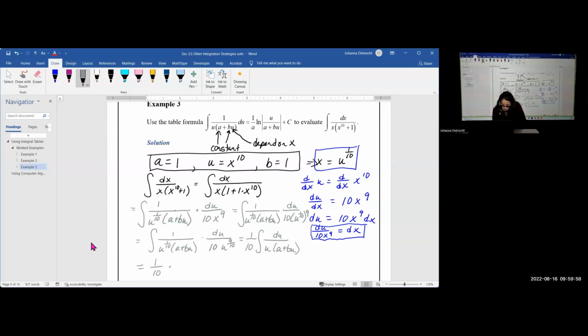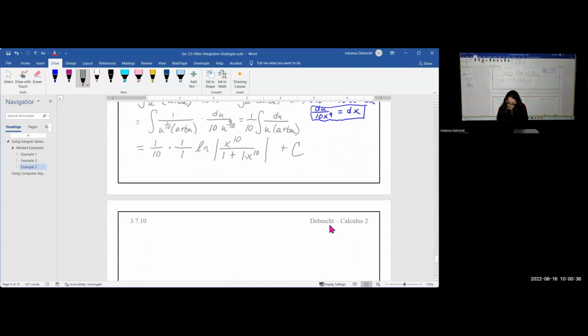Now applying the formula that's on the right-hand side to this, I'm going to have 1 over a, and I found that a right here was 1. So 1 over 1, natural log, absolute value. What was u? u was x to the 10th. Now what was a plus bu? a was 1, b was 1, and u was x to the 10th. Close parentheses, plus a constant.